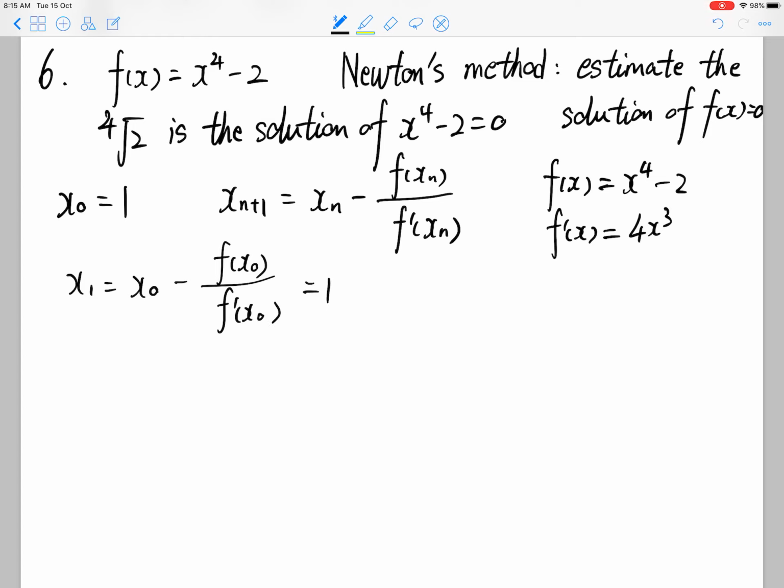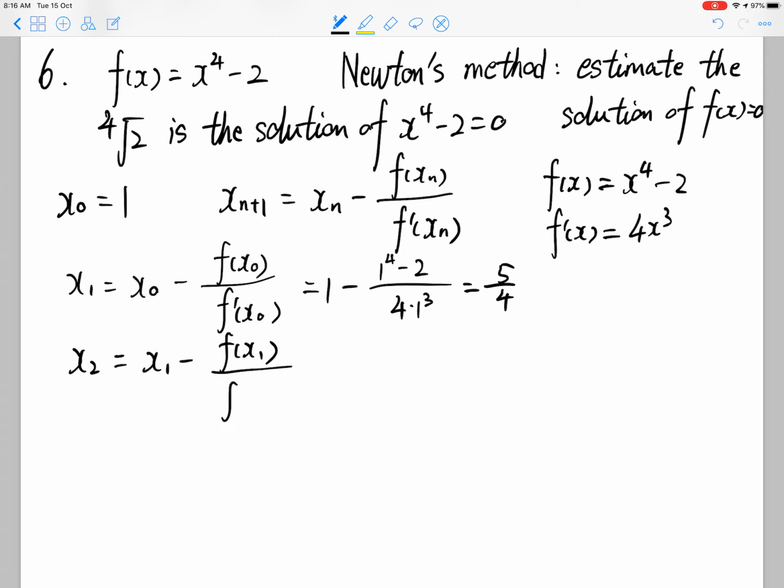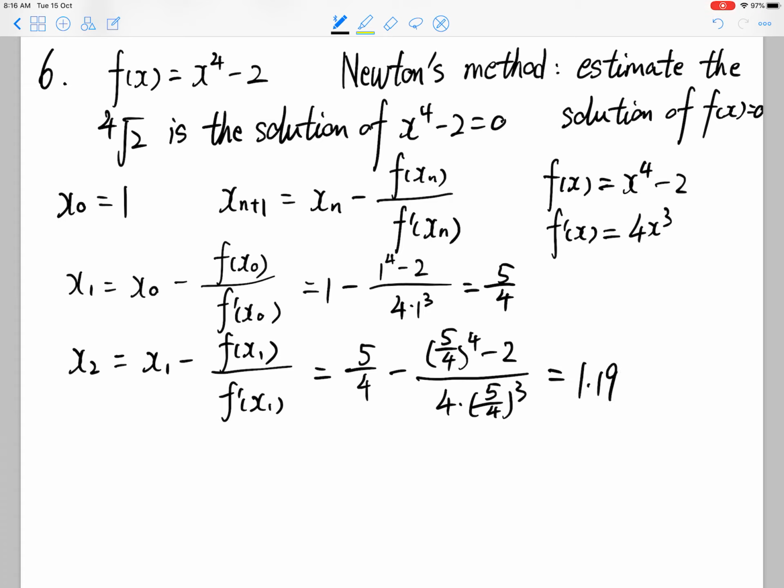So it's 1 minus f(1) over the derivative at 1. So this is 5 over 4. Okay, then x2 is the same. It's x1 minus f(x1) over the derivative at x1. So 5 over 4 minus (5 over 4 to the power 4 minus 2) over 4 times 5 over 4 to the power 3. So you do this calculation, it is 1.1935.